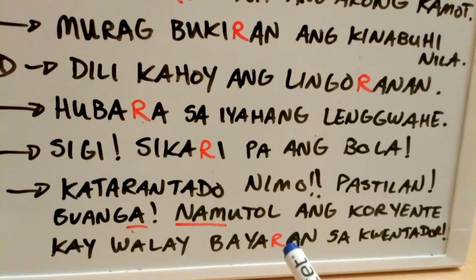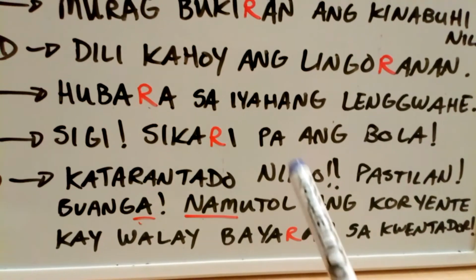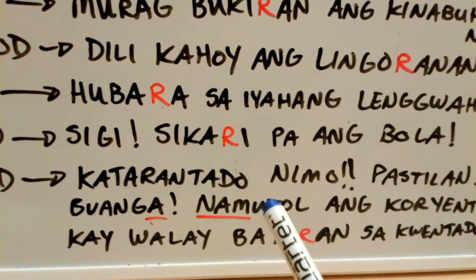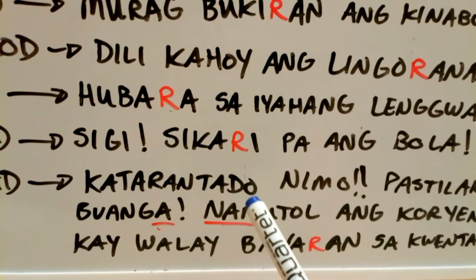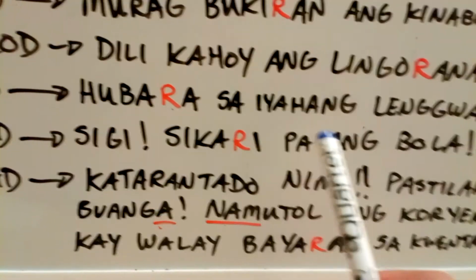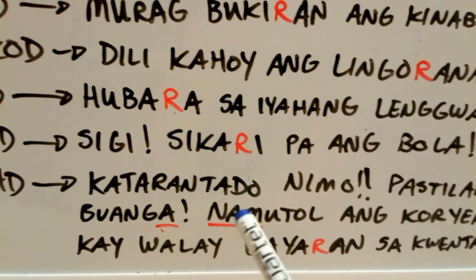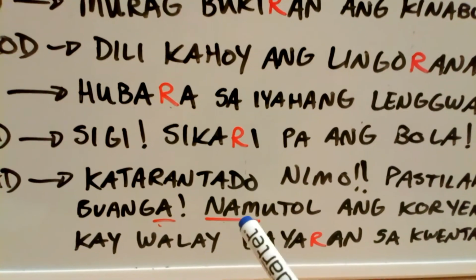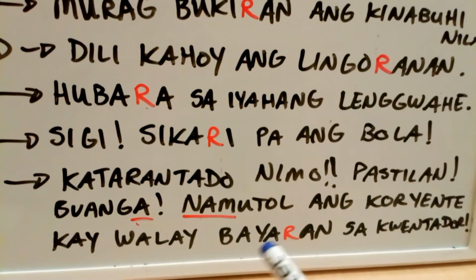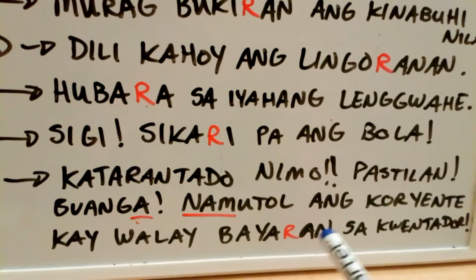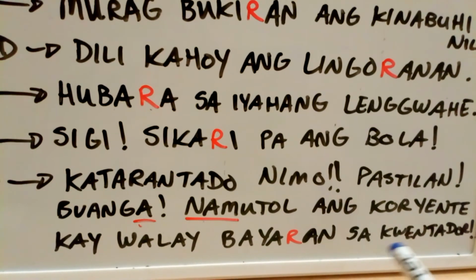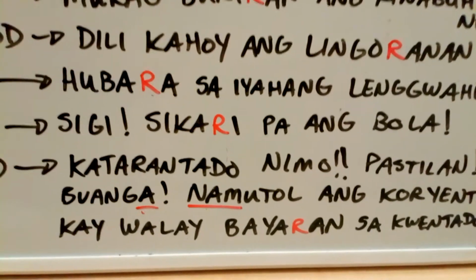Namutol ang kuryente kay walay bayaran sa kwentador. So we have that assimilation, namutol. From the root verb putol, meaning to cut off, and we have nang, meaning something already finished in the past aspect. So nang putol changes to namutol, which has a better conversational flow. Namutol ang kuryente kay walay bayaran, not bayadan, but bayaran sa kwentador. The electricity was cut off because there was no payment at the electric meter.